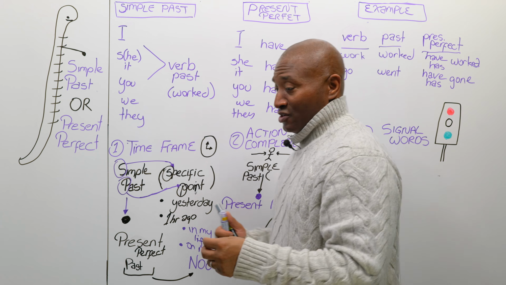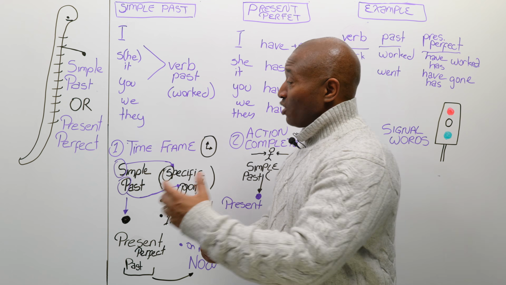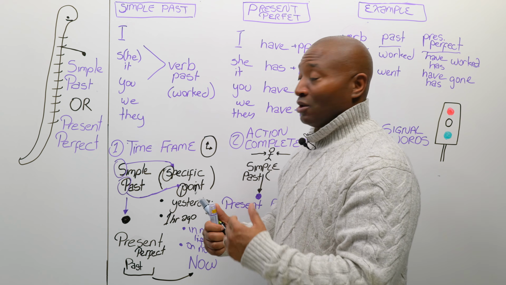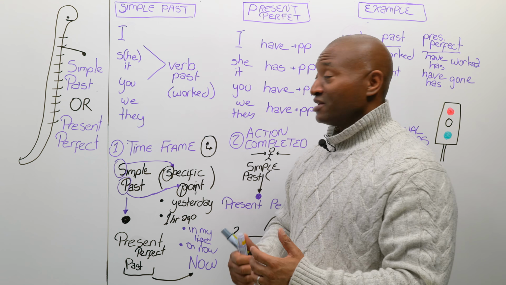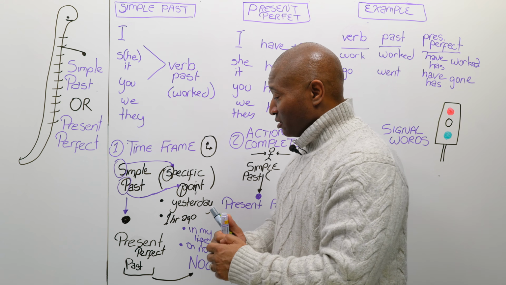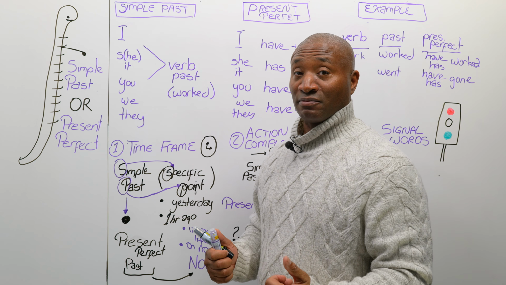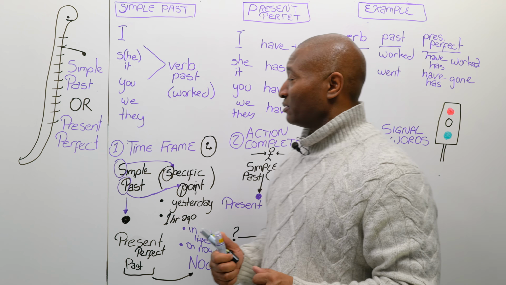Time frame. So one of the ways you can tell the difference of what simple past is saying, or the present perfect is saying, is they're giving you a time frame. Is it a specific time this happened? Or did this happen sometime in the past before now in your life? Cool? That's number one.